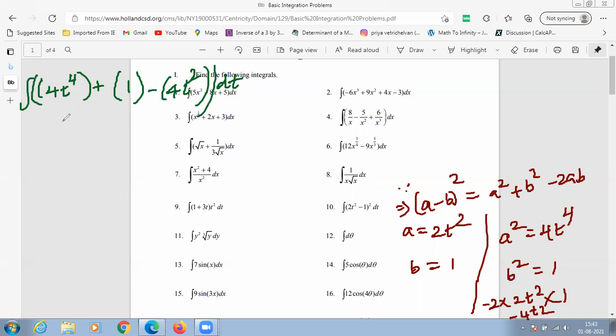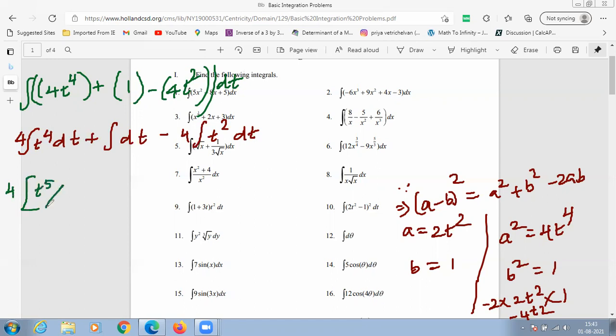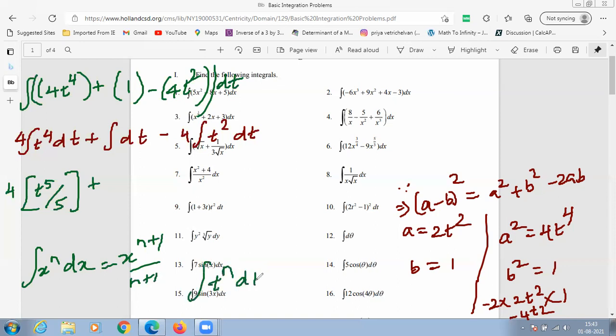So now I can distribute this using the distributive property. It's 4t power 4 dt plus 1 into dt minus 4 into t square dt. So it's 4 into t power 4 can be written as t power 5 upon 5 by using the power rule, because when you integrate x power n dx, you will be writing it as x power n plus 1 upon n plus 1, right? So when you integrate t power n also, you will be writing it as t power n plus 1 upon n plus 1. So you just have to increase its power by 1.